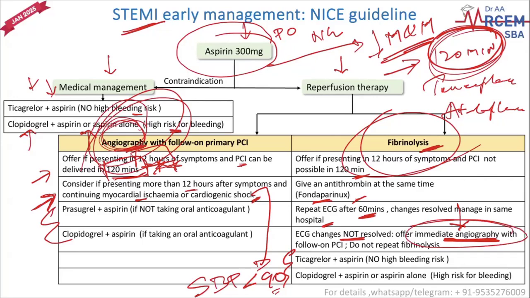If the ECG changes are resolved, then you'll continue managing the patient in the same hospital, then plan it on a different date to shift to a cath lab, or your cath lab might be ready at that point of time. At that point of time, you might get a PCI done. That is more planned, and that care will be taken care of by the cardiologist.